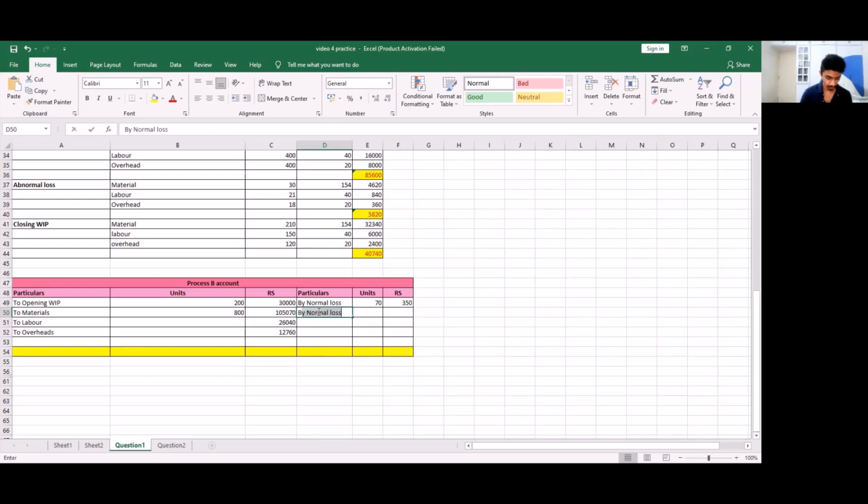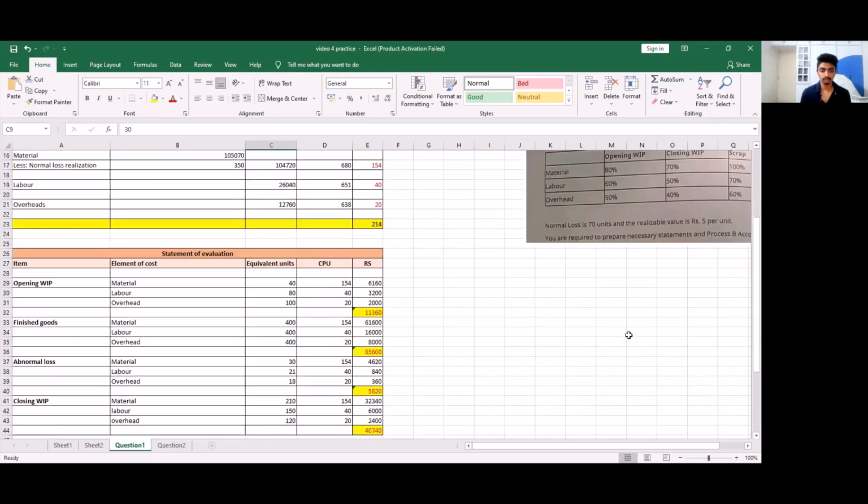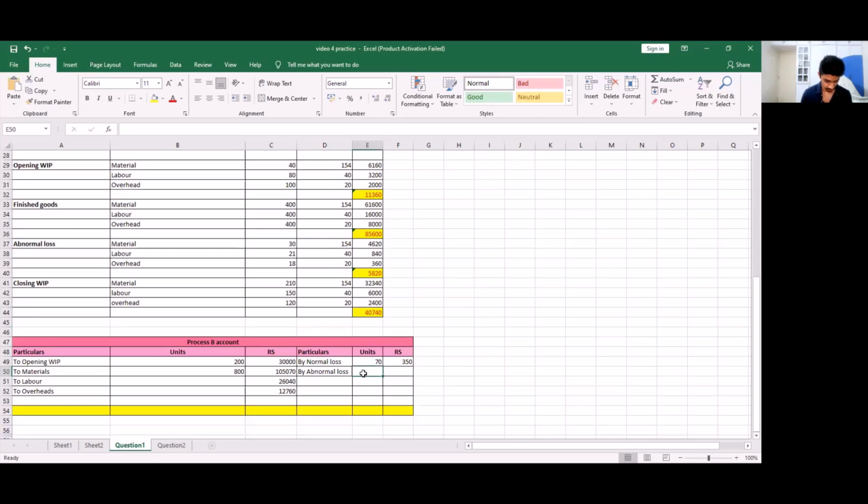Next, we have our abnormal loss. So we write abnormal loss. Our abnormal loss units is what we found out here, which is 30. How did we find this out? Abnormal loss is units scrapped minus normal loss. So 100 minus 70 is equal to 30. So the units we write as 30.